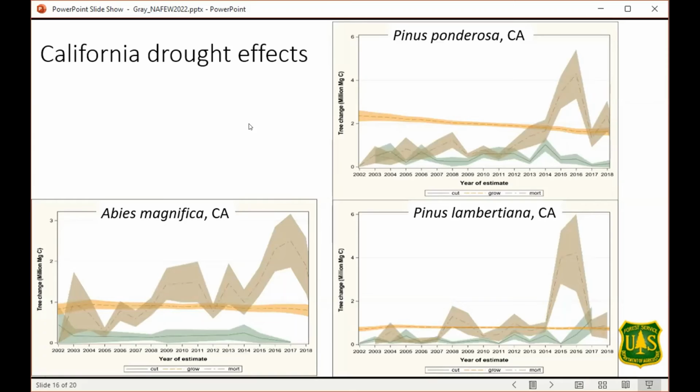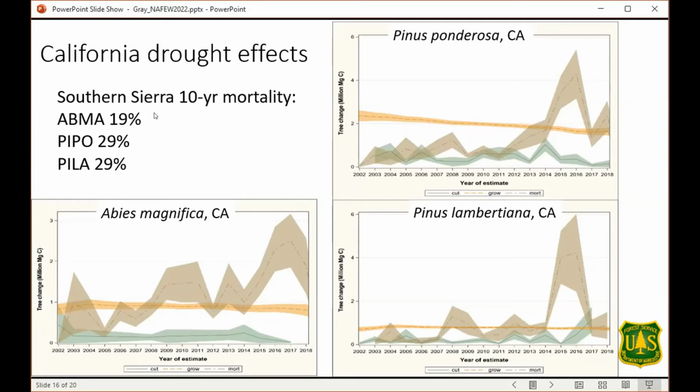But if we zero in, if we look at California and look at the drought effects here, we can see some significant effects where ponderosa pine and sugar pine had some really high mortality rates, quite a bit higher than their growth rates. Not quite as significant in red fir, which is a higher elevation species, but you can still see some impact here in mortality during the big drought years. And just an idea of the overall significance of that, we saw 30% declines in the biomass of these two pines over that 10-year period.